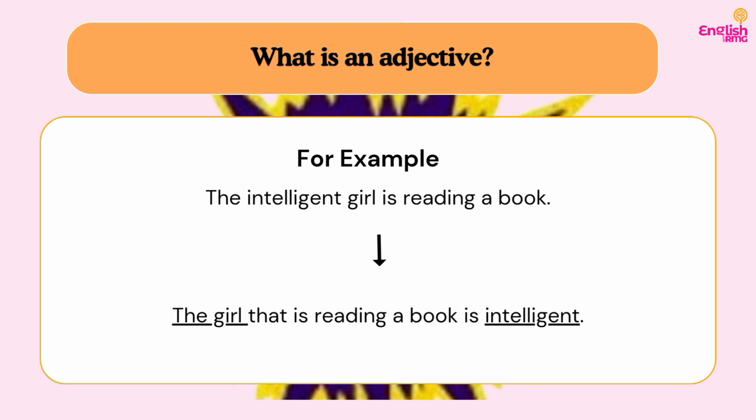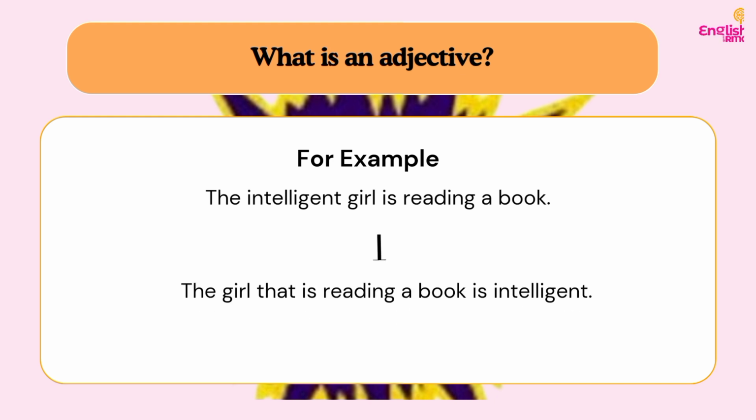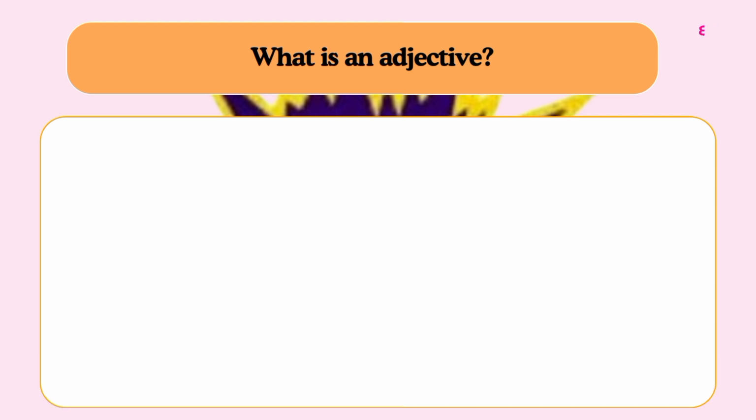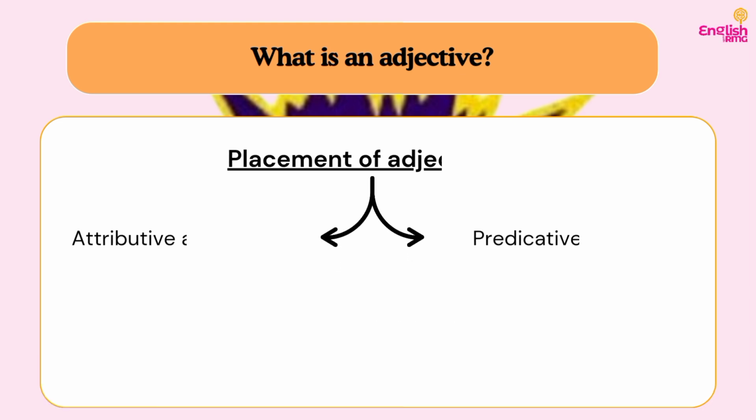However, intelligent is far from the girl. It has been separated by a linking verb, which is. So, this is another type of adjective placement in a sentence, and I'm going to explain more on it. So, let's look at this simple sentence. The girl is intelligent. It is also a short sentence, but intelligent is not right beside the noun, which is girl. It has also been separated by a linking verb, is.